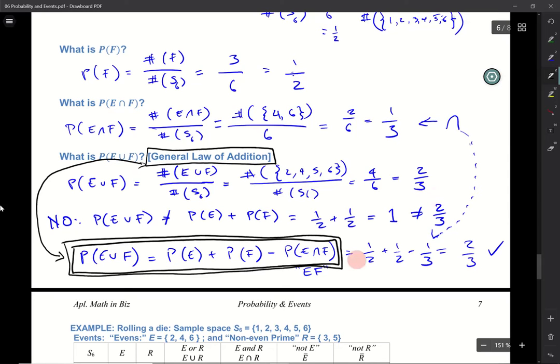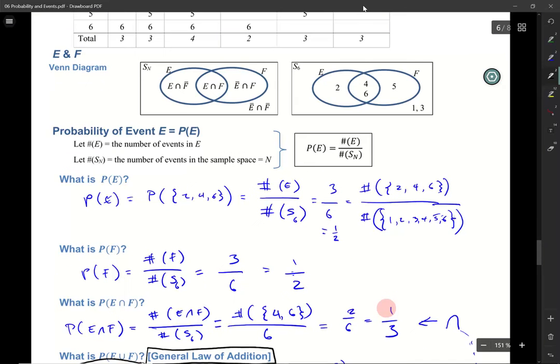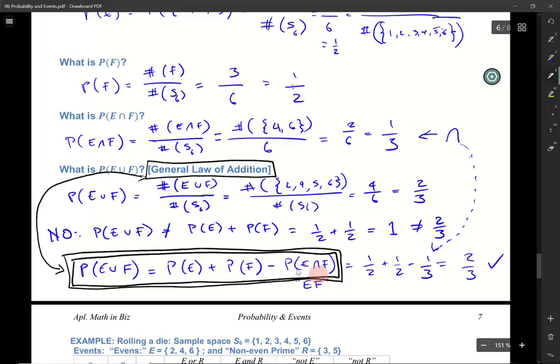So if you know the probability of E, and the probability of F, and you know the probability of their intersection, you can find the probability of their union. You take the probability of the first set, plus the probability of the second set, and remember this picture. You have E and you have F, and this intersection you're double counting. When you added E, you got it once. When you add F, you got it twice, the intersection. Because it's in there twice, you have to subtract it out once. And then when you do that, you can actually compute the union. Okay?